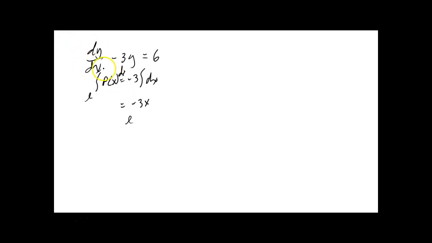Since that's the integrating factor, you multiply it by every term on both sides. So this gives you e to the minus 3x times dy/dx minus 3y e to the minus 3x is equal to 6 e to the minus 3x. I remembered the 3 this time. We didn't have that before.